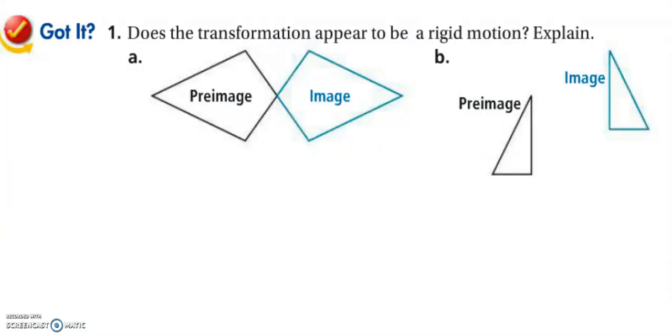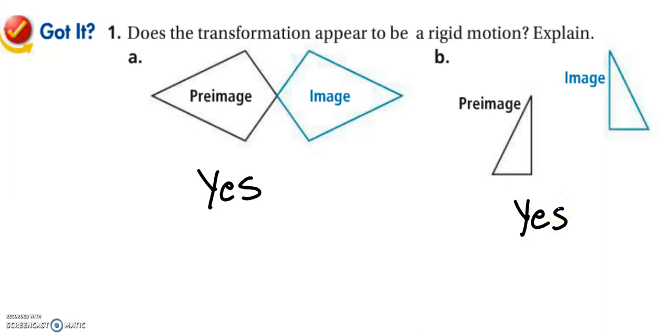Okay, so does the transformation appear to be rigid motion? In our first image, the figure was only reflected or flipped, however you want to look at it, but the preimage and image are exactly the same. They're congruent images, so yes, rigid motion was preserved. In B, the preimage and image look to be about the same size, so also, yes.